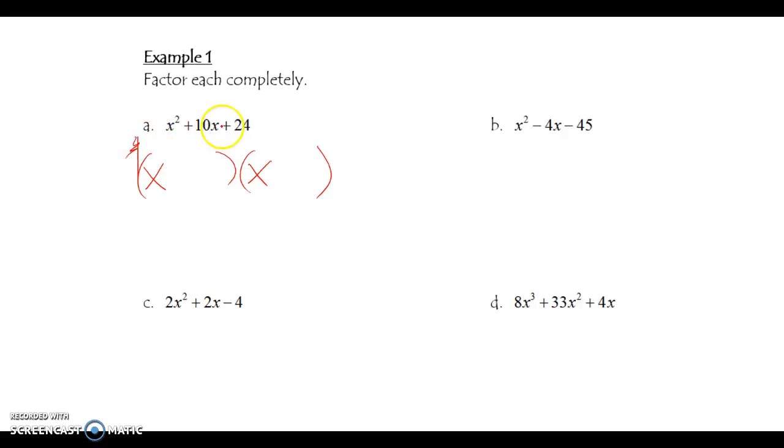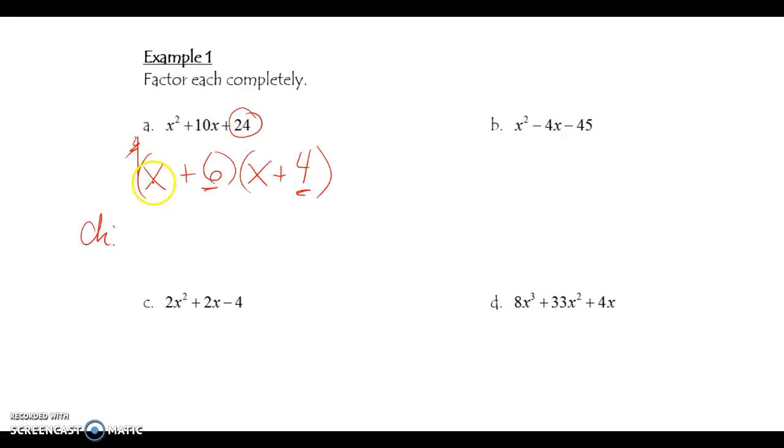Then when they're all addition, we know these have both got to be addition. So now all we need, the numbers here and here, we've got to multiply to give us the constant and add to give us the middle term. So we're trying to think of two numbers that if we multiply we get 24, but add to get 10. And those two numbers would be 6 and 4. And I can check this.